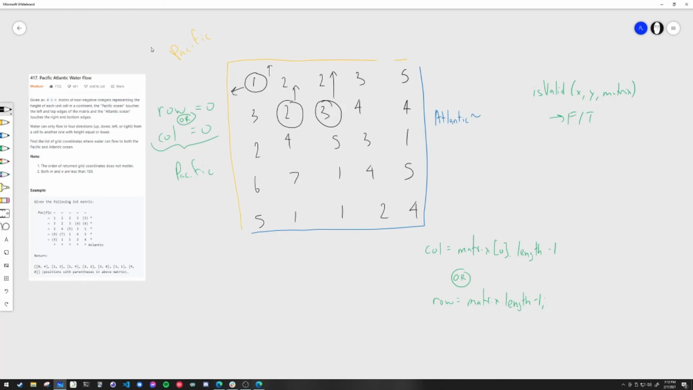So that's not the right answer we want. Yes, that's not the right answer, and the reason why is because the question wants us to say if it flows into the Pacific and into the Atlantic.